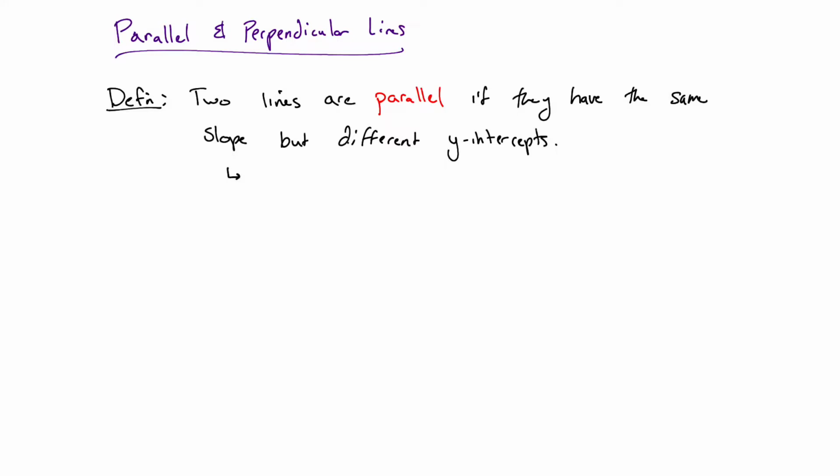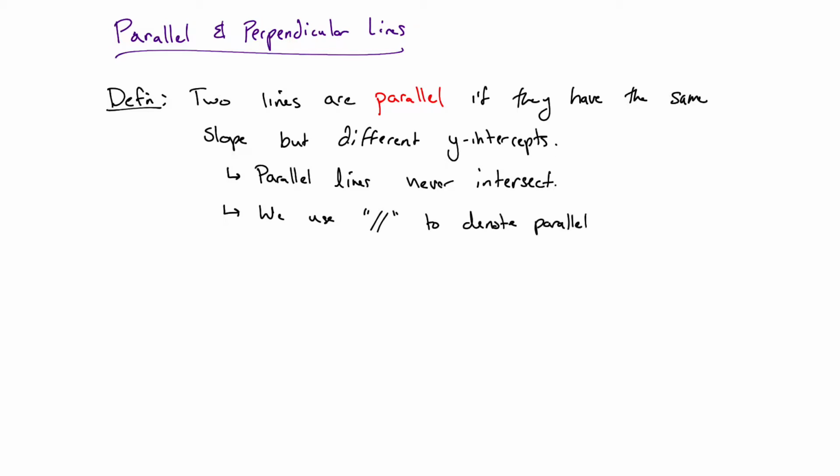As some important little subnotes, parallel lines never intersect. Parallel lines will always increase at the same rate and they will never touch. And as a small notation thing, this is just something I do in my notes, we use 2 backslashes to denote parallel. And you'll see that in a second when I talk about one of these examples. But if two lines are parallel, they have the exact same slope. Their slopes are equal.